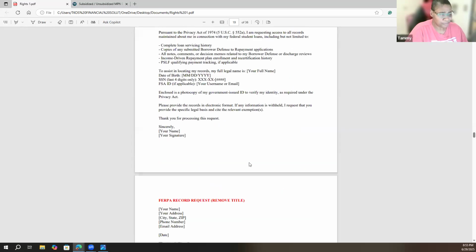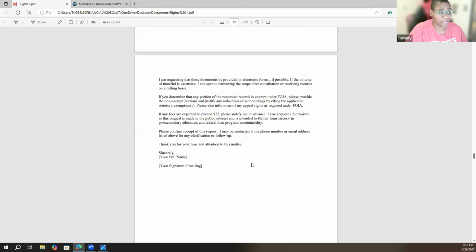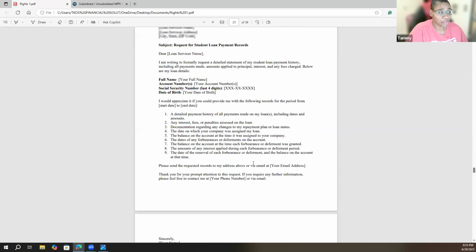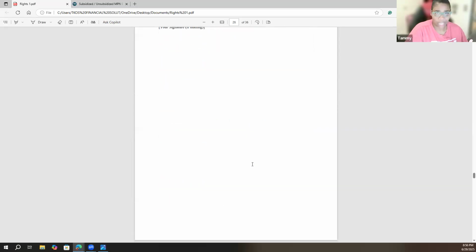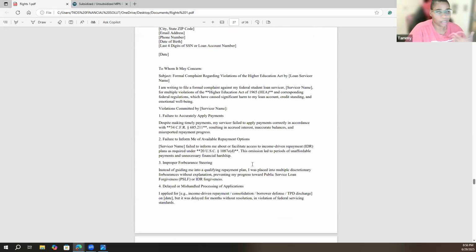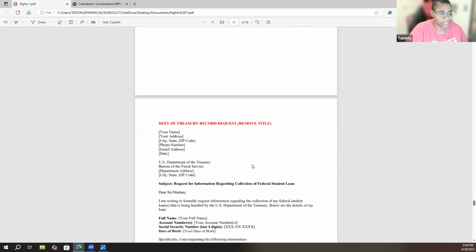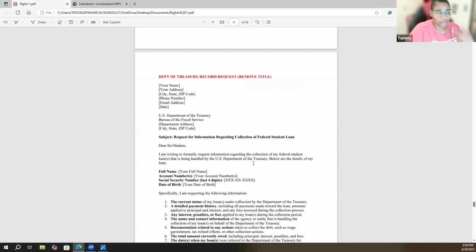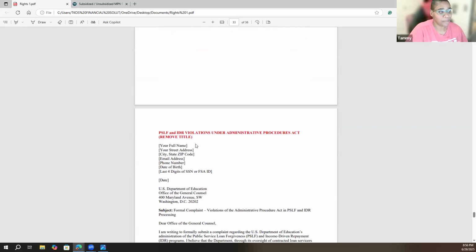Not only that, your FERPA records request, also your Freedom of Information request, also a letter to send to your loan servicer to request those documents from your loan servicer. Complaint letters, if you want to file those complaints, because a lot of borrowers have been harmed. Also, Department of Treasury records. We have borrowers who are in collections. And then also public service loan forgiveness and income driven repayment violations under the Administrative Procedures Act.